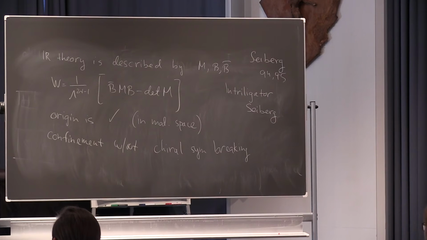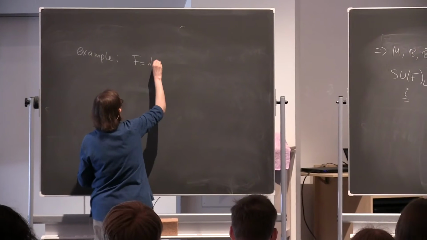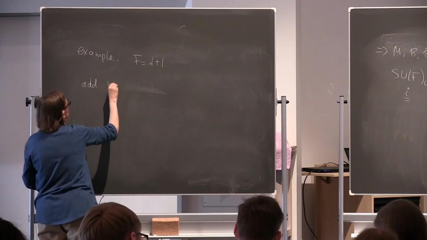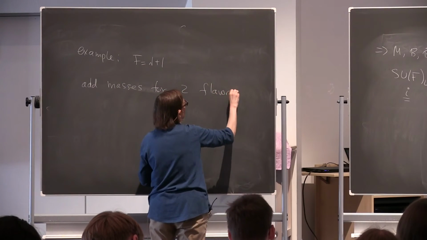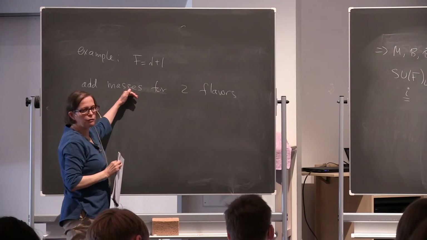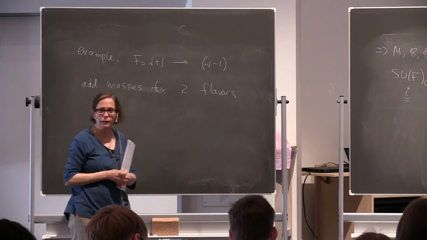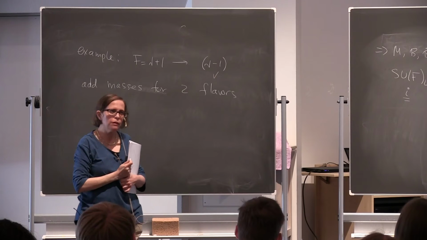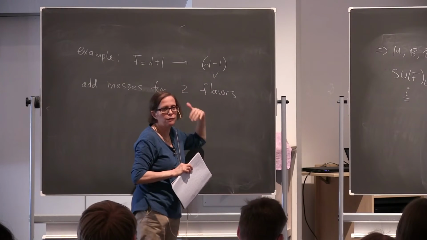Okay, so the example that I was going to do explicitly, but I'm not, is the following. We can take this f equals n plus 1 case, and we can add masses for two flavors. When these flavors become heavy, we should go from this case to f equals n minus 1. And this is something that we already worked out. So if everything is working as it should, then we should recover the results that we had before. And that's a very nice check on the theory.